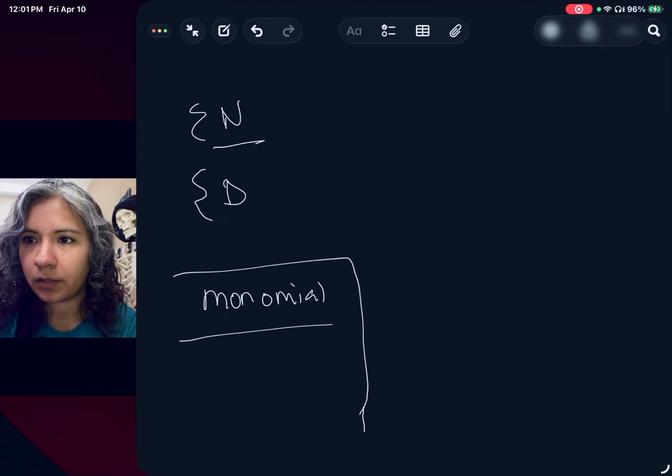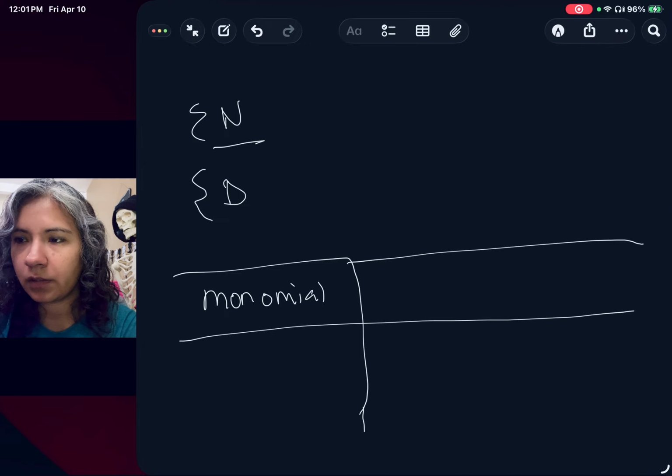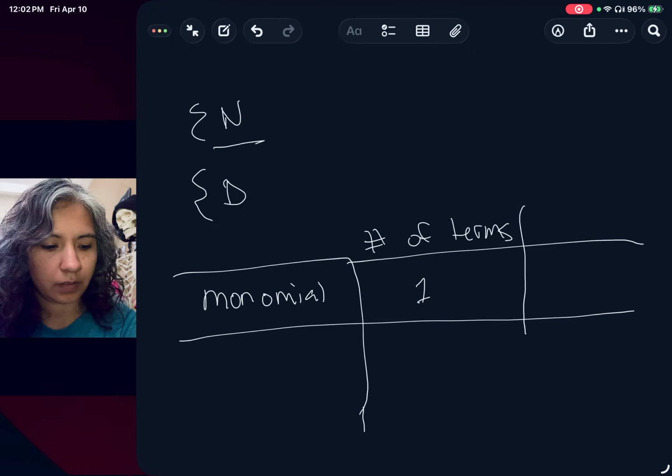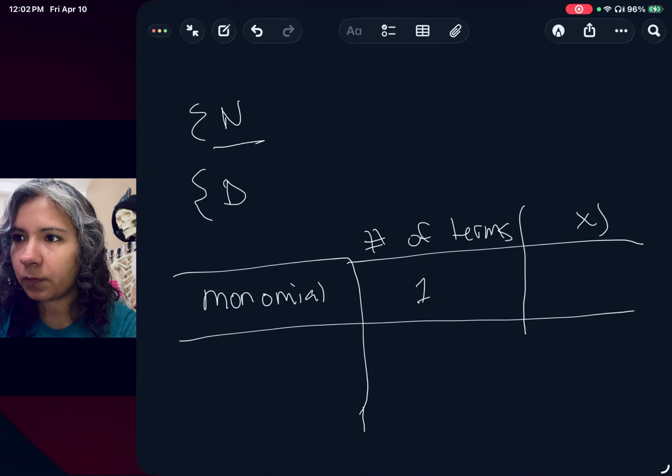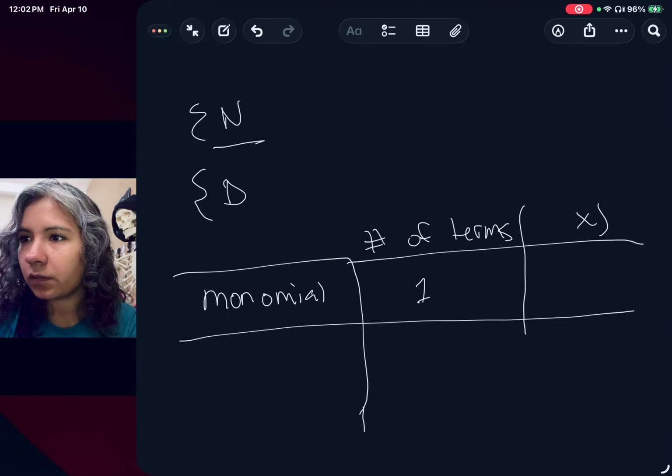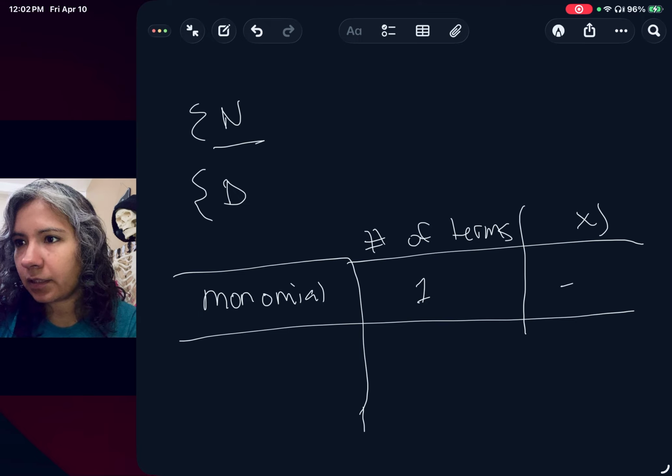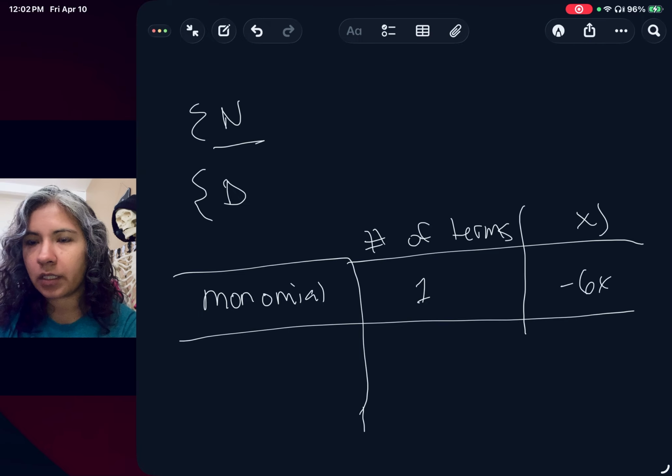Here is a chart, number of terms, 1. And here's an example. A monomial can be negative 6x. That has only one term.